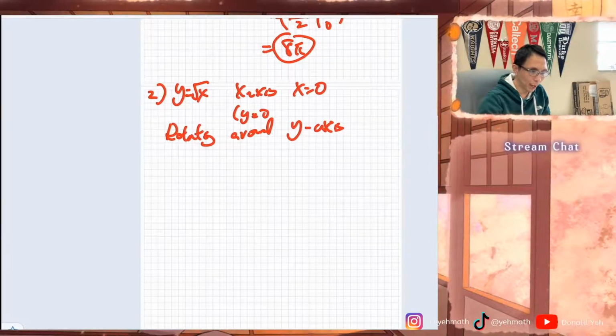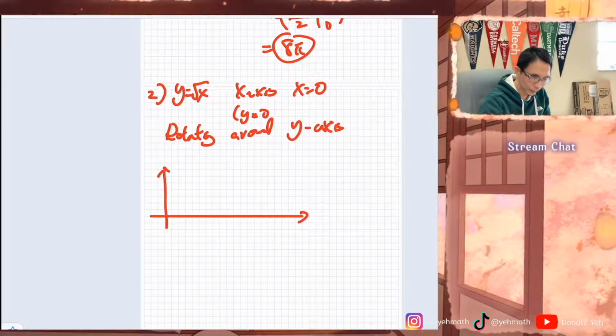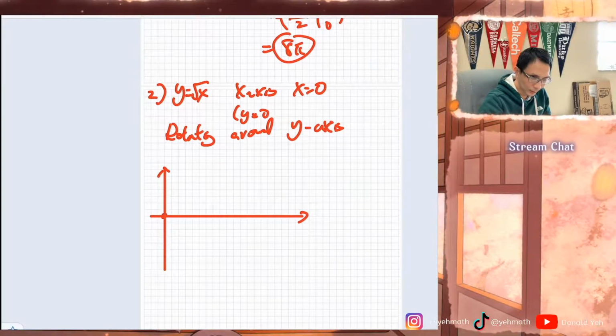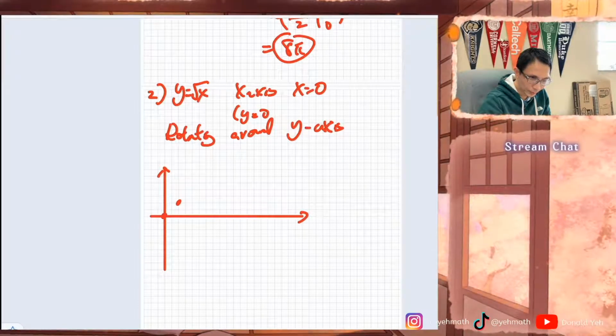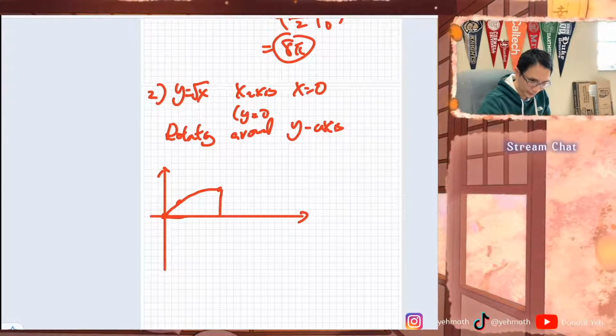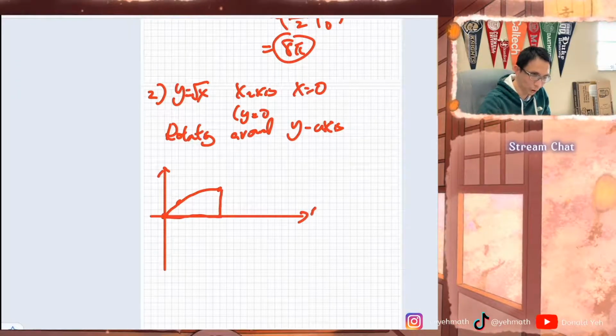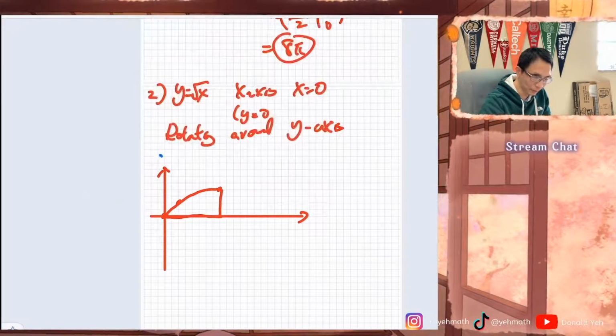So let's look at this. We do the same graph, and we don't draw a different axis of rotation now. Our axis of rotation is right here.